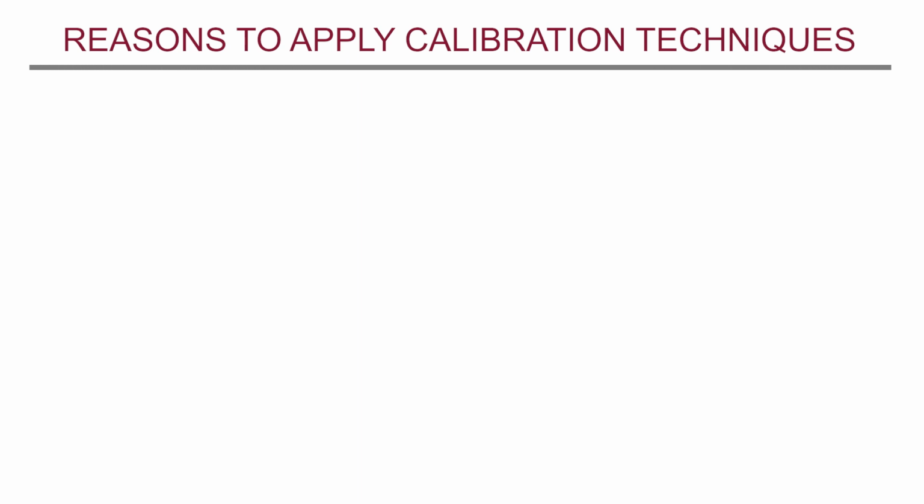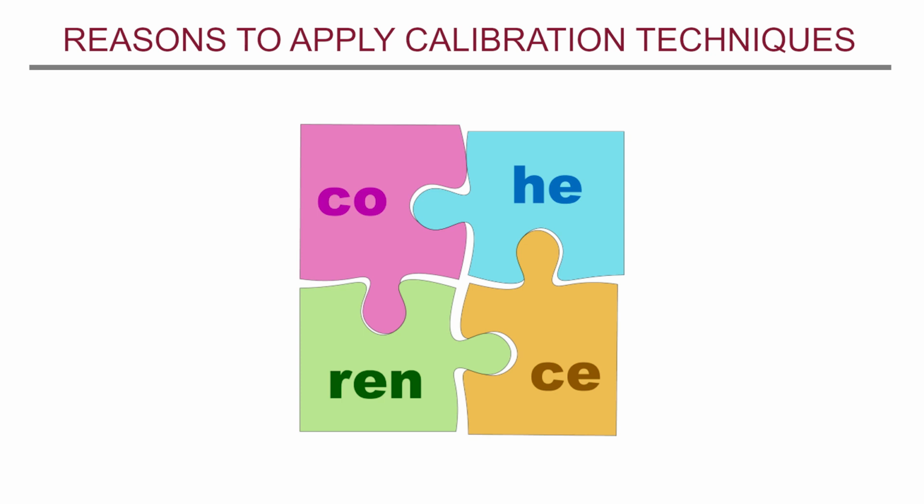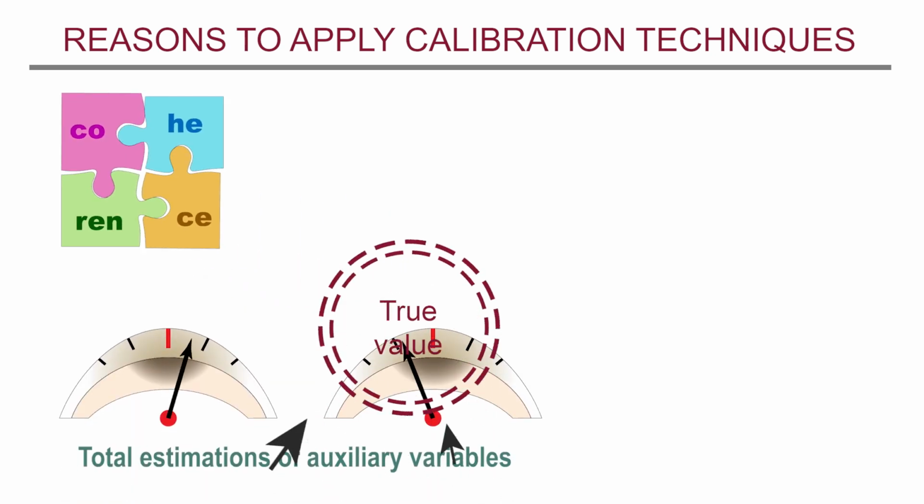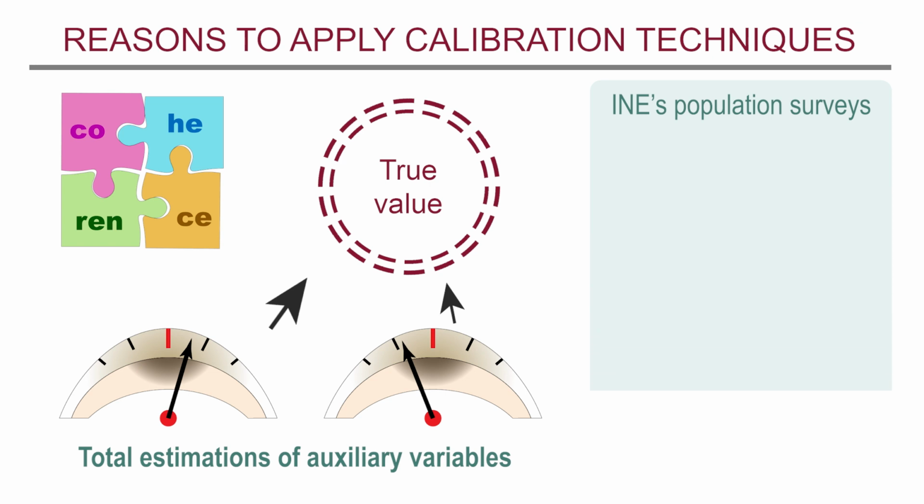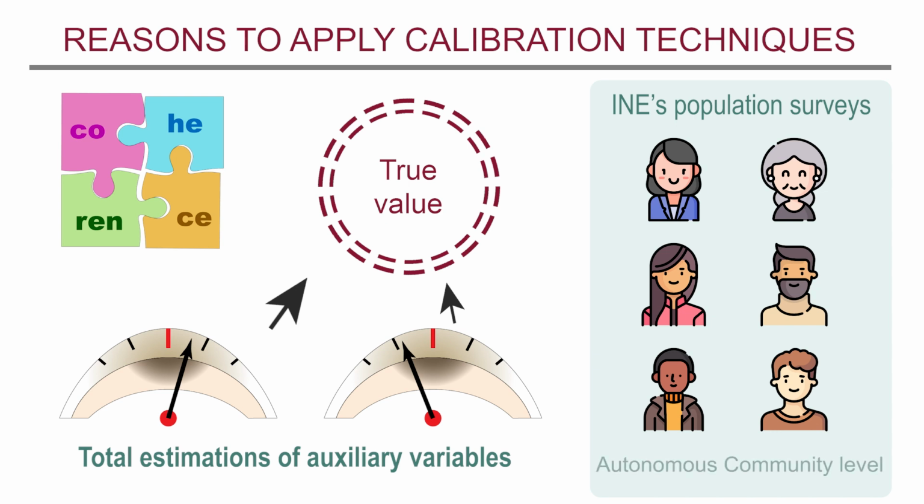We can highlight two main reasons to apply calibration techniques. Firstly, coherence. It's often important for total estimation of auxiliary variables to match their actual value. For example, within INE population surveys, estimates are adjusted for consistency by age, sex, and nationality groups at autonomous community level.